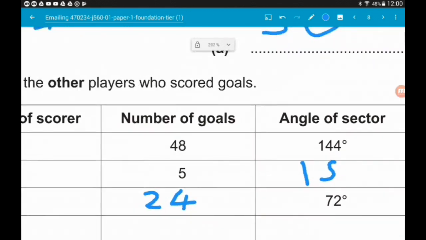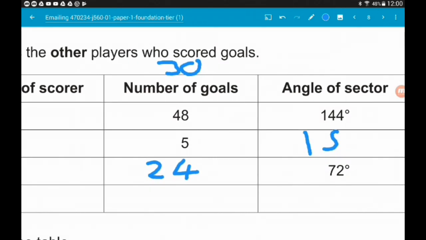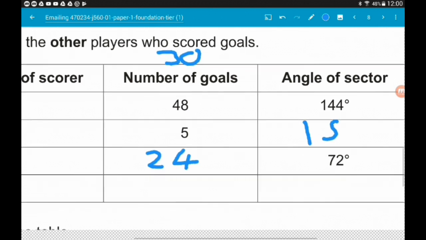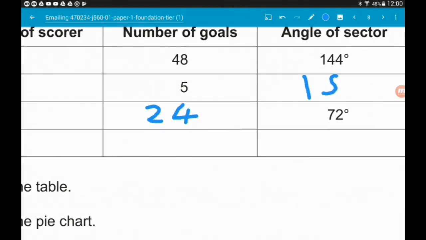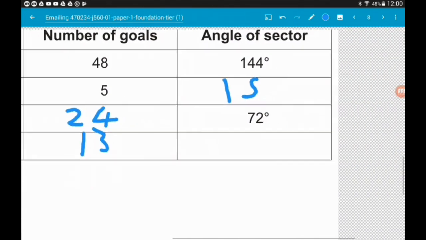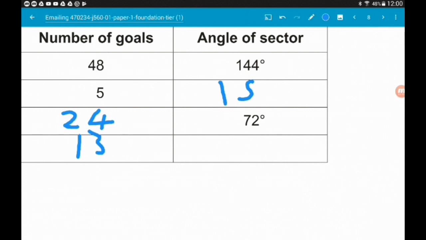Don't forget, Simon already has 30 goals. So if we add together 30 and 48, that gives us 78. Add 5 gives us 83. Add 24 gives us 107. So there are 13 goals left for this last person, and the angle there is going to be 3 times 13, which is 39. Okay, then the last part wants us to complete the pie chart, so I'll do that and show you what we should get.